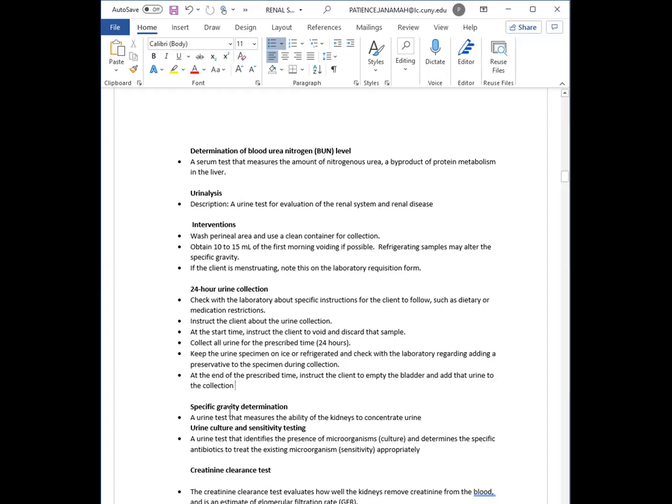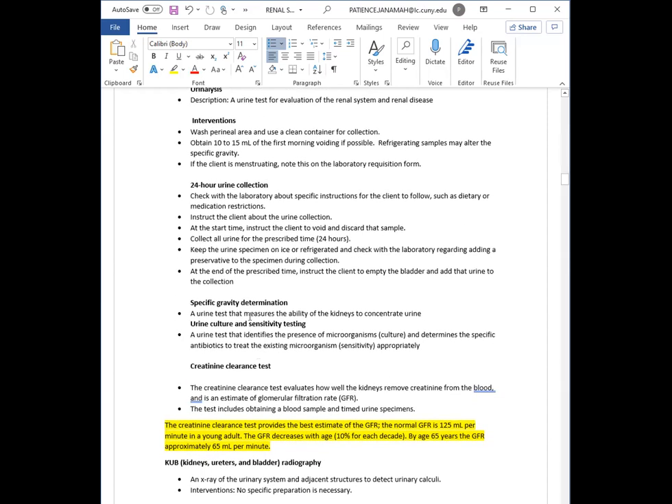So urine specific gravity determination. This is a urine test that measures the ability of the kidneys to concentrate urine. The ability of the kidneys to concentrate urine. So that is what urine specific gravity is.